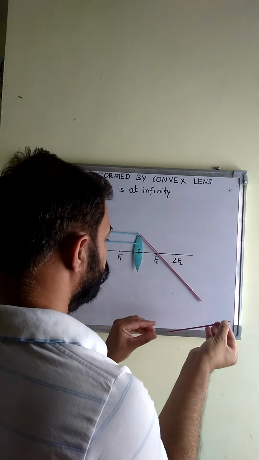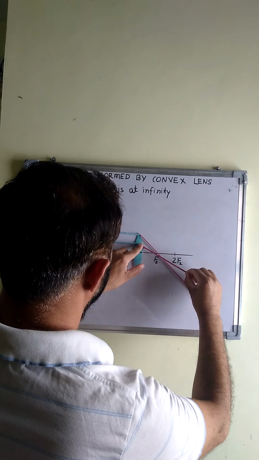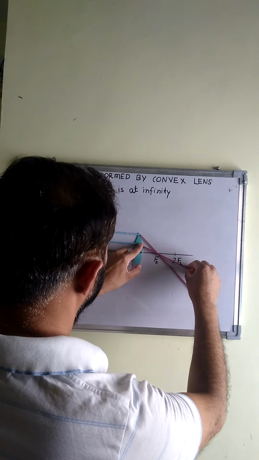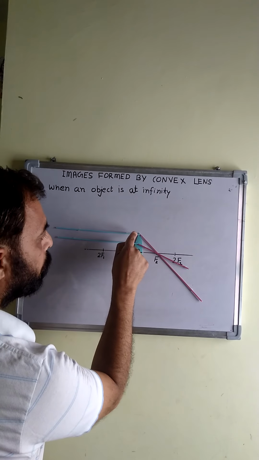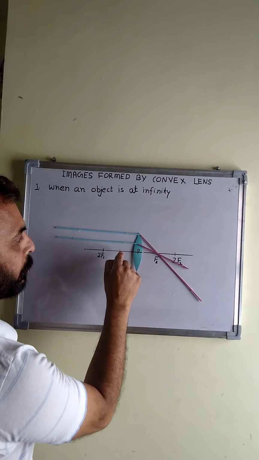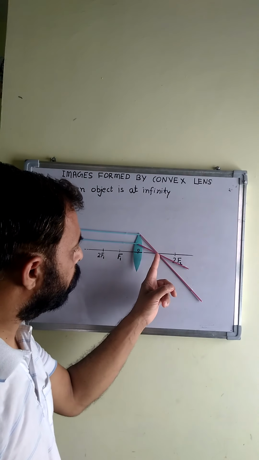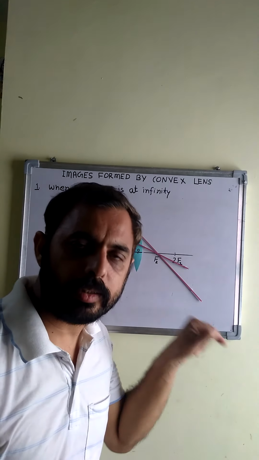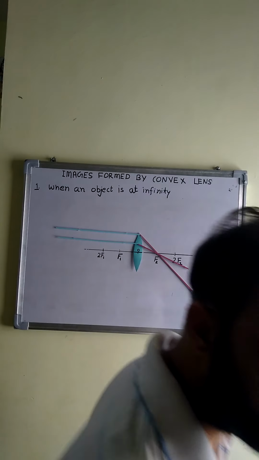This is also passing through focus. So this is the focus. Incident ray first parallel to principal axis, emergent ray is passing through F2. Second incident ray is also parallel to principal axis. The second emergent ray is also passing through focus. This is the point. Now both emergent rays are intersecting at F2. So this is the point where image will be formed. So we'll write the properties of image now.